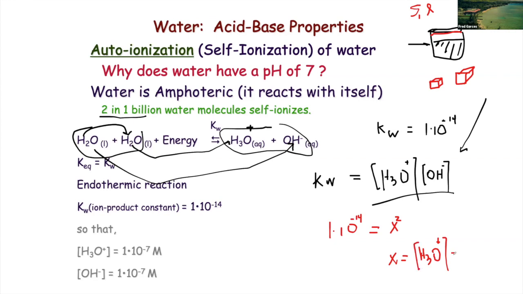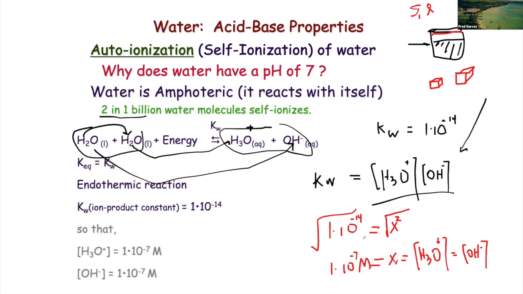Remember I said that these two are going to be in equal amounts. Well, what is the square root of 1 times 10 to the minus 14? The square root of 1 times 10 to the minus 14 is 1 times 10 to the minus 7. So if you are at 25 degrees and you have pure water, the concentration of the hydronium is equal to the concentration of hydroxide. That's why it's neutral. And that concentration is 1 times 10 to the minus 7 molar.